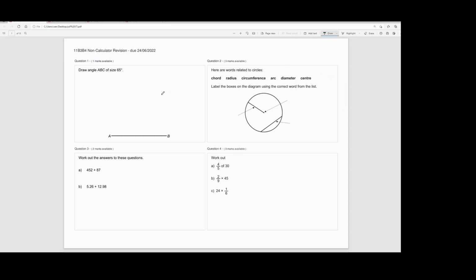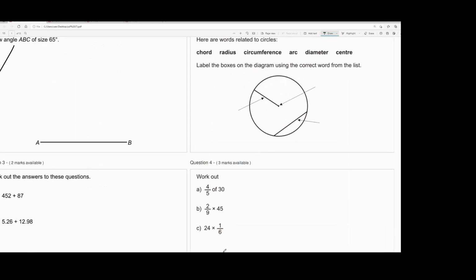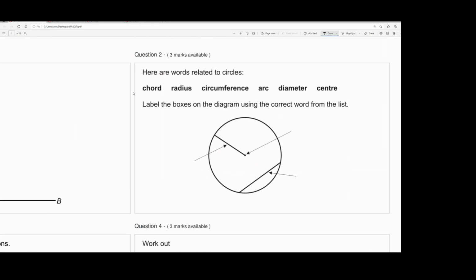Right. So we'll have a little look through, and any questions which you think maybe are more difficult, we can go through. Okay. So I think the first question will probably be quite straightforward. That's just getting a protractor and drawing the angle. Question 2 is quite useful. This is just working out what terms refer to the different parts of the circle.